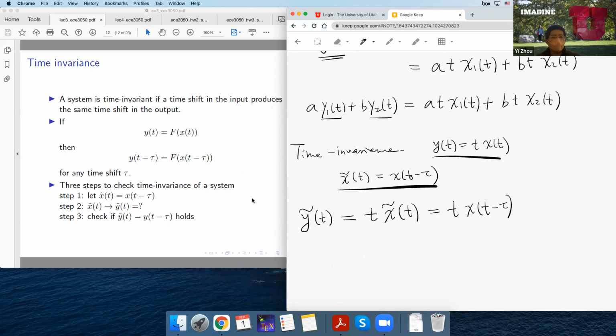Okay. Now this is y tilde t, and we need to further consider y t minus tau. But y t is t times x t, by the system equation. So yt minus tau is, I'm going to replace t by t minus tau everywhere. And you can see the difference. The first factor t is going to be replaced by t minus tau, and xt being replaced by xt minus tau. So you can see this is not identical. So this is not time invariant.